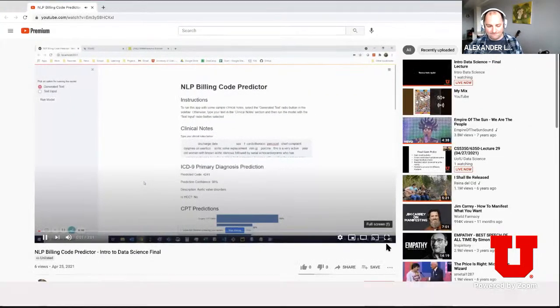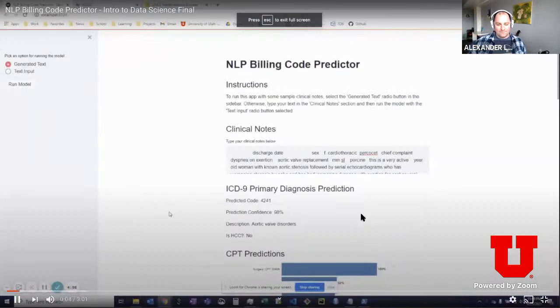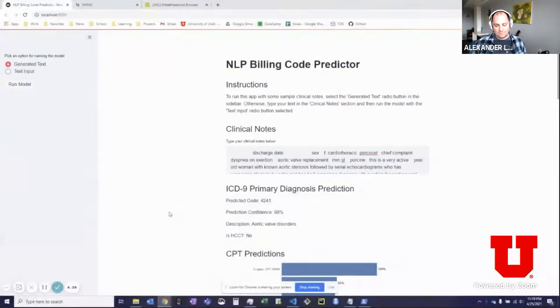Hello, everyone. My name is Andreas Martinson, and this is my final project. What I decided to do was to build a natural language processing web app, and it's intended to be used in hospitals or clinics, and it's for physicians to put in their clinical notes and then get back some results, some billing codes from the encounter that they had with the patient.